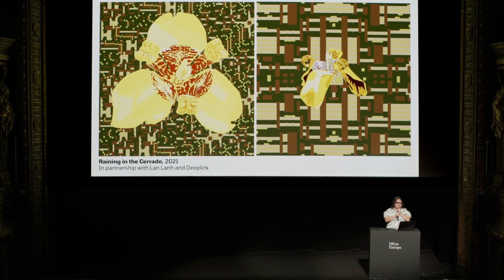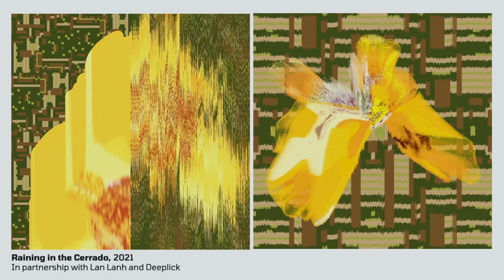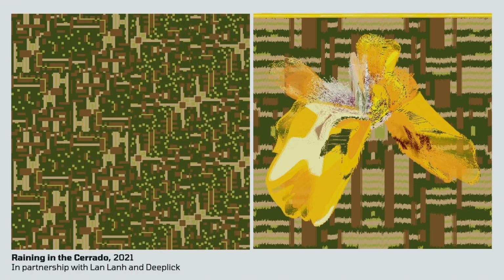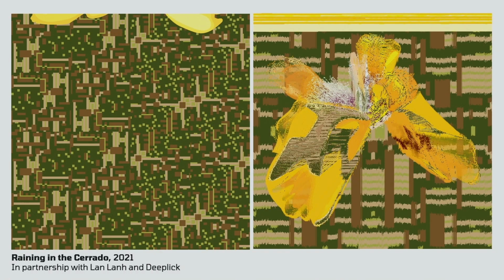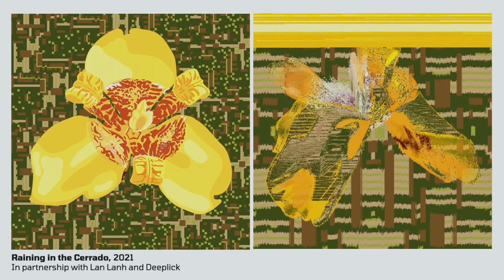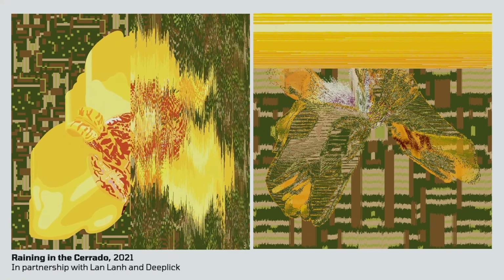So here we have Raining Cerrado. It's a series of 4 animations about the movement of flowers during the rain. Cerrado is a vast tropical savanna ecoregion in Brazil. And I had the pleasure to produce this piece in partnership with the percussionist Lan Lan and DJ Jiplik. The sound is amazing. You should check it later.